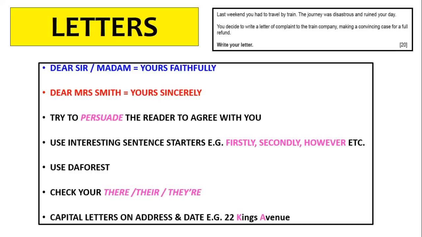Try to persuade the reader to agree with you. Use sentence starters like firstly, secondly, however. Use the FOREST technique, check there, their and they're. Make sure you have capital letters on address and date. So a common mistake people make, say if we have the address 22 Kings Avenue, people put a capital on the K but they don't on the A. So remember it's got to be the Kings and Avenue that has a capital letter.